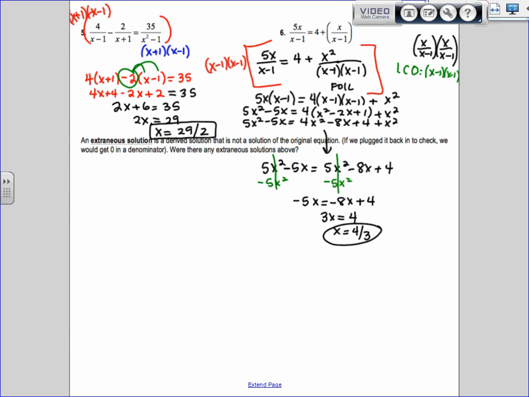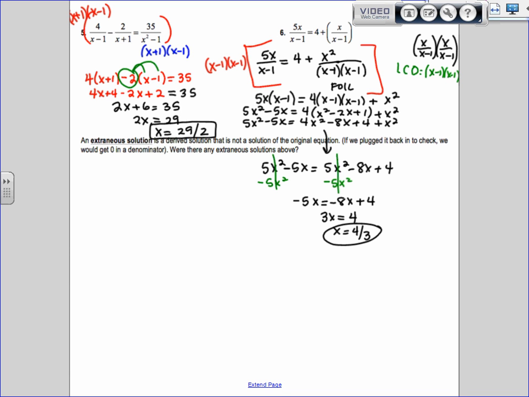What could you not have for x? 1. That's the only thing, right? So getting 4/3 is fine. So these ones are very easy to check. You don't have to go through the full check step where you're plugging in and seeing if it makes a true statement or not. You're just checking to make sure it didn't make an undefined. So that's what it's saying at the bottom.